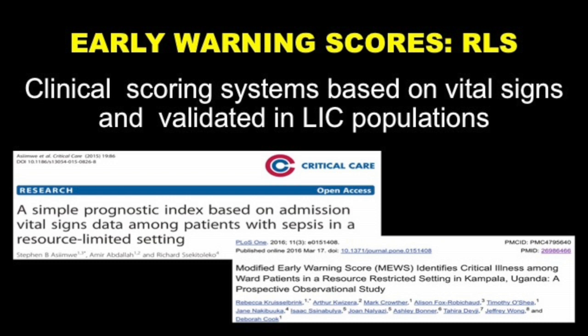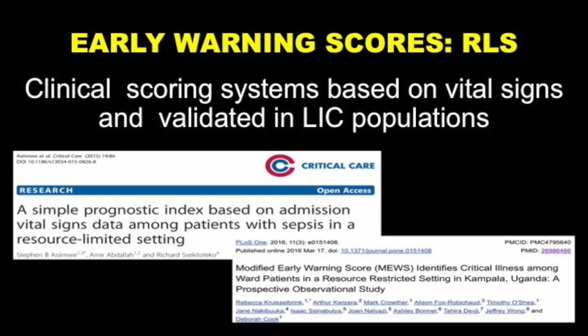But the sensitivity and specificity of neither one of them is that great. That being said, here in Uganda, we don't need either one of those, and you know why? It's because people at this site have done some excellent work with early warning scores for early detection.